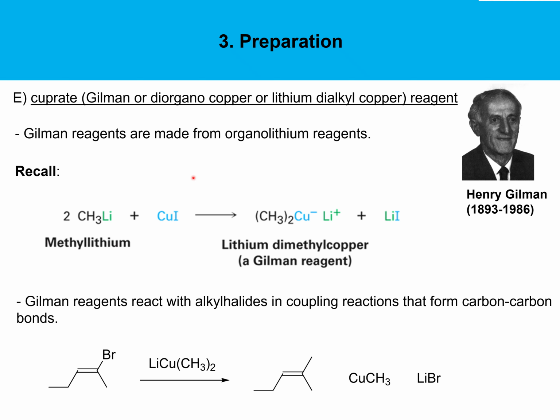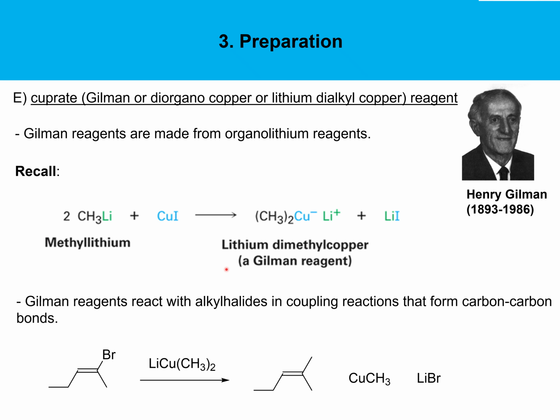This is a reaction that is typically covered in Organic Chemistry 1, but let's review the reaction. If we take two equivalents of an organolithium and we add copper iodide, we can make a Gilman reagent, which is lithium next to a copper that has two alkyl groups. A byproduct of this reaction is lithium iodide.